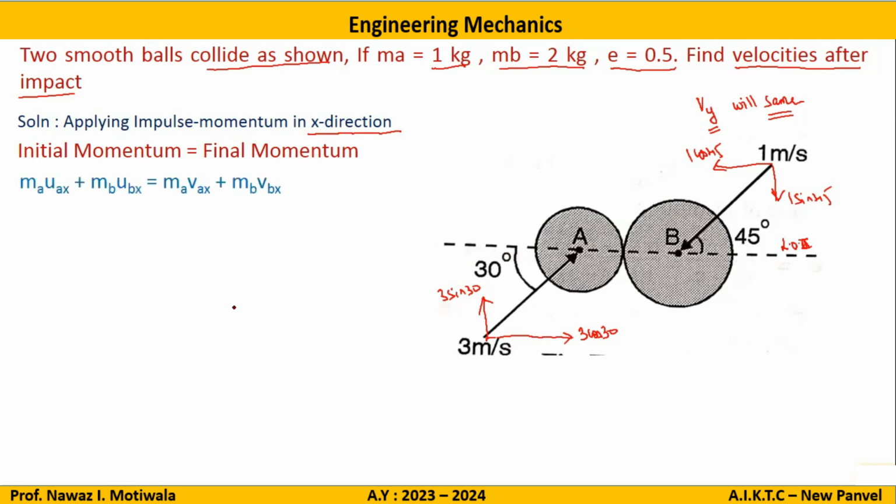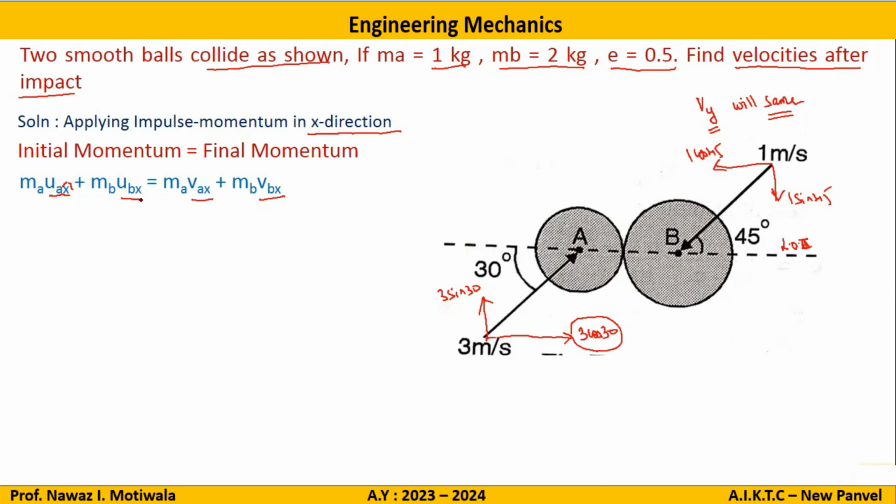That's why I have written here also MAUAX, because I am considering velocity in x direction only. Plus MBUBX is equal to MAVAX plus MBVBX. Now in this equation, the things known to me are MA, UAX, that means initial velocity of A in x direction. So it is given to us as 3 cos 30. MB given to us as 2 kg in the equation.